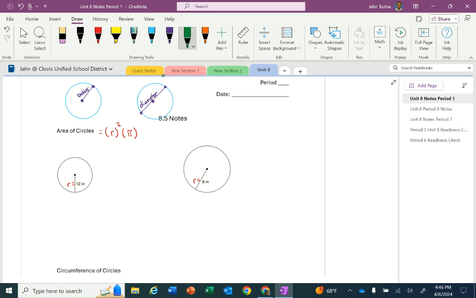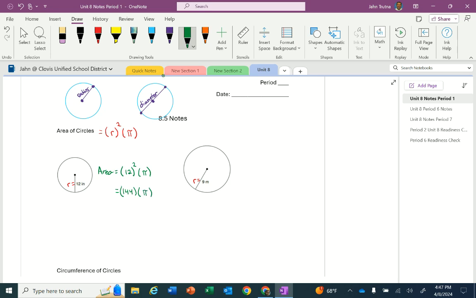So that means to find the area of the circle on the left, I am going to take the radius, which is 12. I am going to square it, and then I'm going to multiply it with the number pi. Okay, so you square the number first. 12 squared is 144. And then I'm going to multiply the number 144 with the number pi.